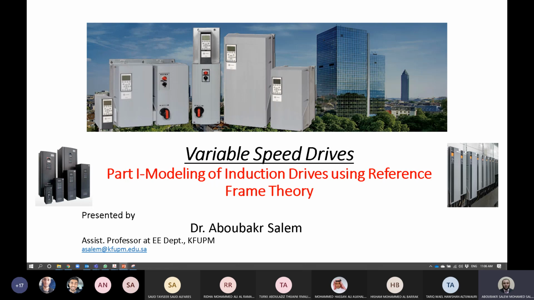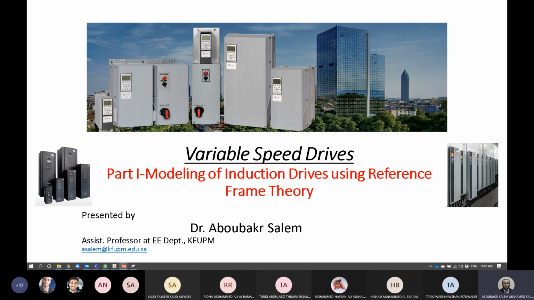The objective of this class, guys, is to understand the meaning of reference frame theory and how we can make mathematical modeling of induction motor using reference frame theory, and why we need to make modeling in different reference frames of induction motors. It's important to be used in controlling motor speed or torque or whatever. And these are the objectives of today's class, inshallah.